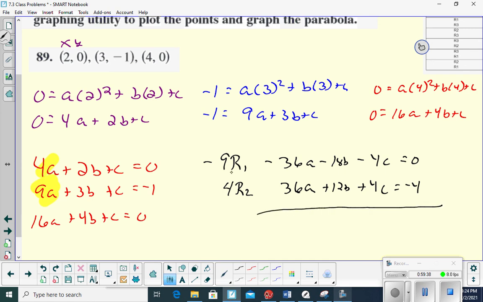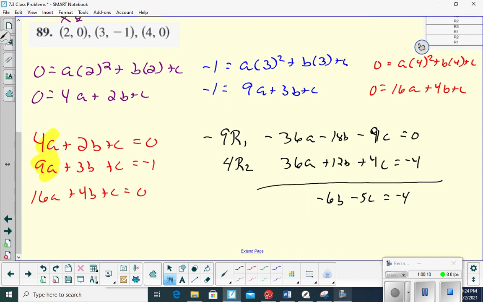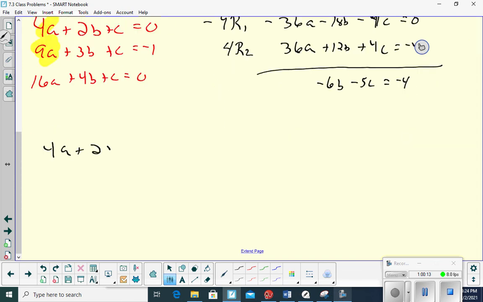And when I add those, what do I get? I get 0 there. I get negative 6b. Do the c's drop out too? Looks like they do. No, they don't. I made a boo-boo. Oh, that's a 9. So this will be negative 5c. Okay, that looks about right. And now I'm going to leave row 1 alone. So 4a plus 2b plus c is equal to 0. This is my new row.